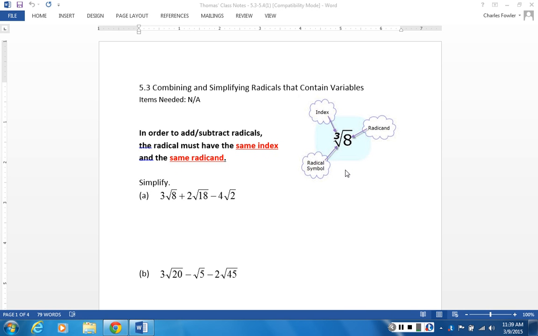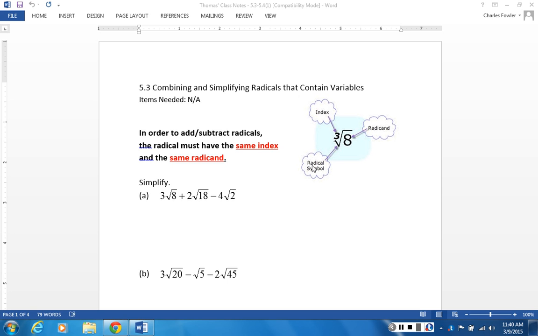So I provided a picture over here so you can see what the index is. The index is that number right here. So that number right here is 3, for example. 3 is the index, and the radicand is just the number under the radical. So again, the index is the number here, as you can see in this little v part here. If you don't see a number there, that's actually understood to be a 2 there for square root. So if you don't see any number, it's considered to be a 2.